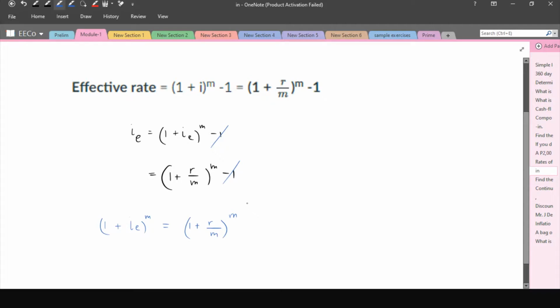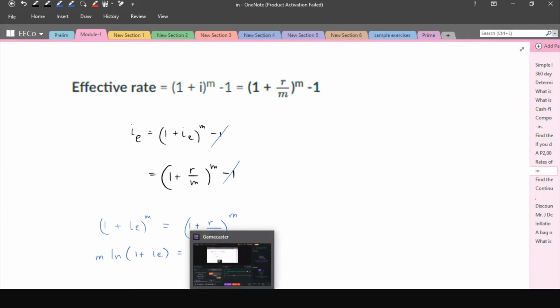Parehas lang ba sila ng power? Yes. Pwedeng ganito. M ln of 1 plus I E is equal to M ln 1 plus R over M. Sir, ang haba naman yan. Meron akong simplified dyan. Okay?